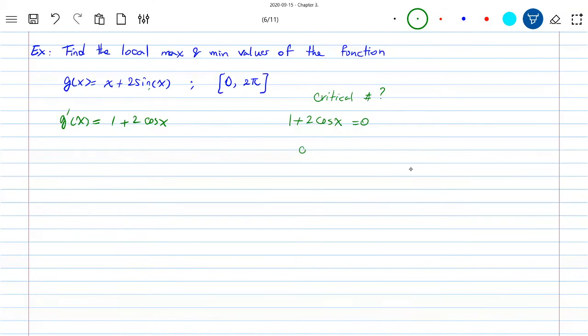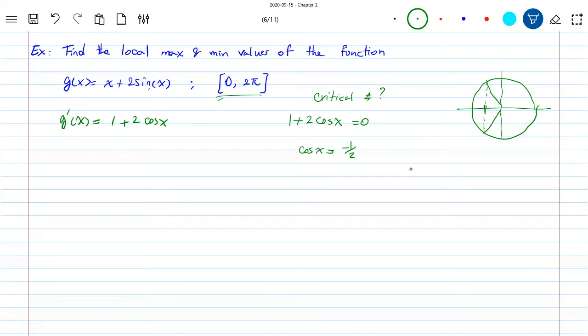This is to find the critical numbers. Cosine x equals -1/2. If you use the unit circle, cosine happens to be -1/2 at these two specific locations, this angle as well as this angle.